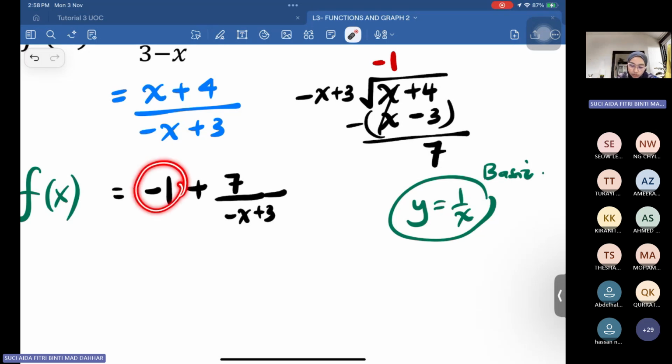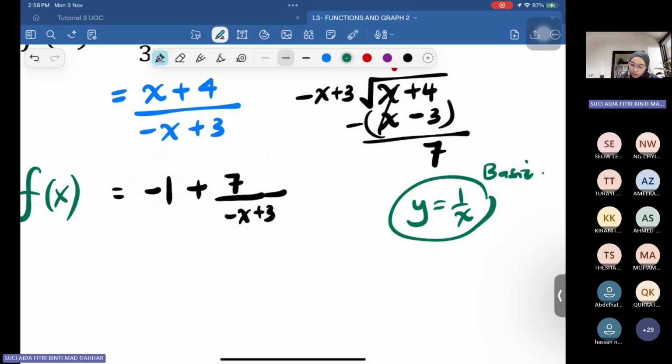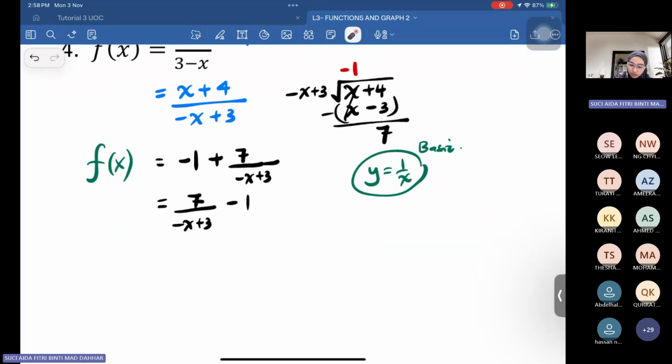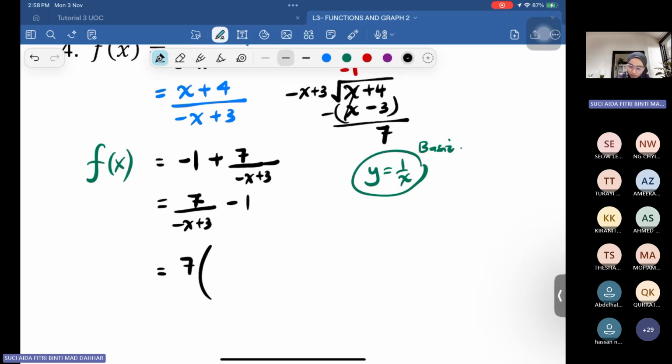So anything that happens to y, I'm going to put at the back. I can rewrite this function as 7 over negative x plus 3, minus 1 outside. Agree? Or even better, I can put the 7 outside the function, 7 multiplied by, or even negative 7, 1 over x minus 3, minus 1 at the back.